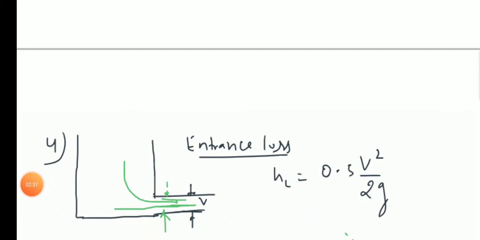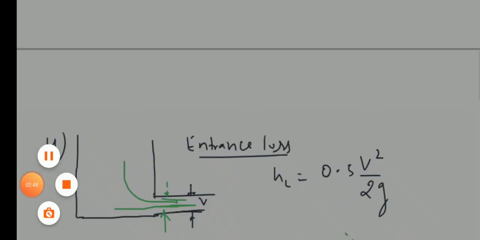Fourth one is entrance loss. Suppose a small diameter pipe is connected to a tank, so sudden contraction will occur, and the head loss will be 0.5 V square by 2g. V is the velocity in that pipe.